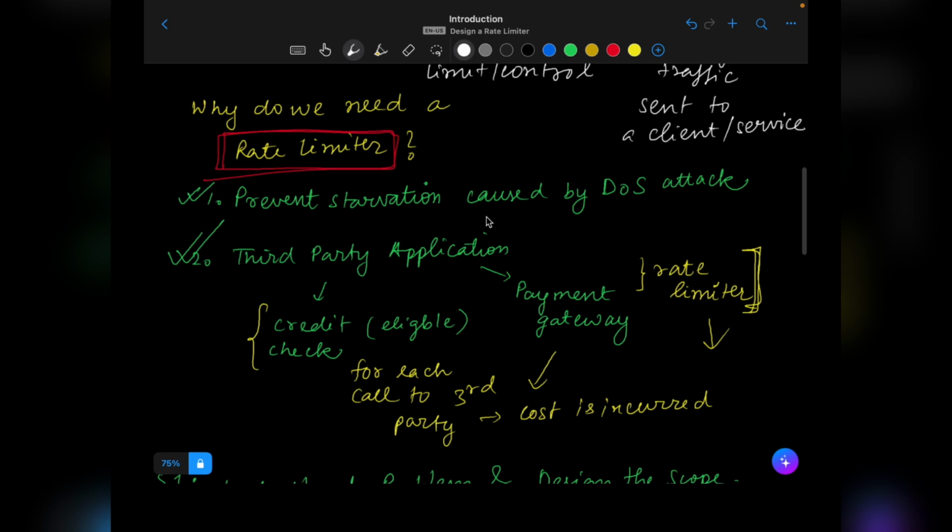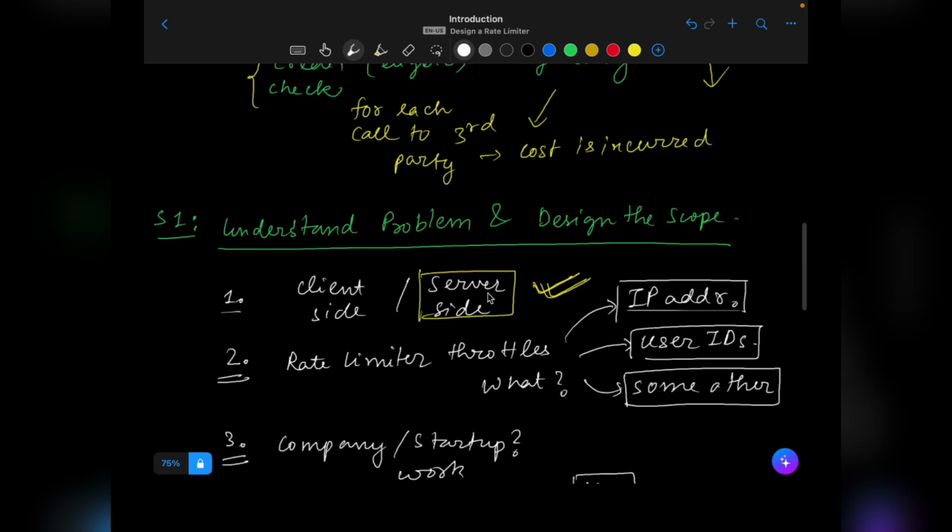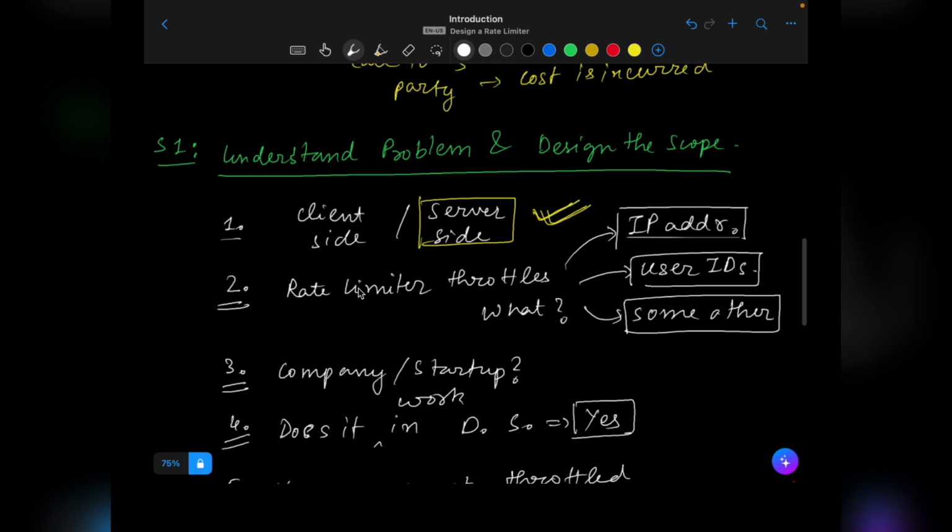So before designing, step one, what we should do is understand the problem and design the scope. We should enlist what are the requirements which we need to design our rate limiter. For that we could ask a couple of questions to the interviewer, like whether it should be implemented on the client side or on the server side. If so, what does the rate limiter actually throttle? Is it the user IDs or the IP addresses or something else?